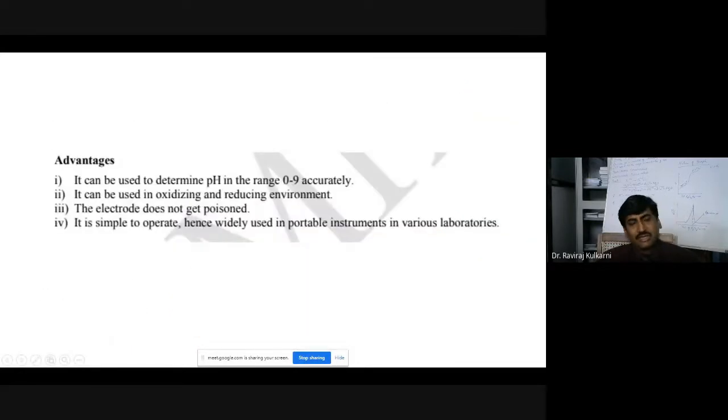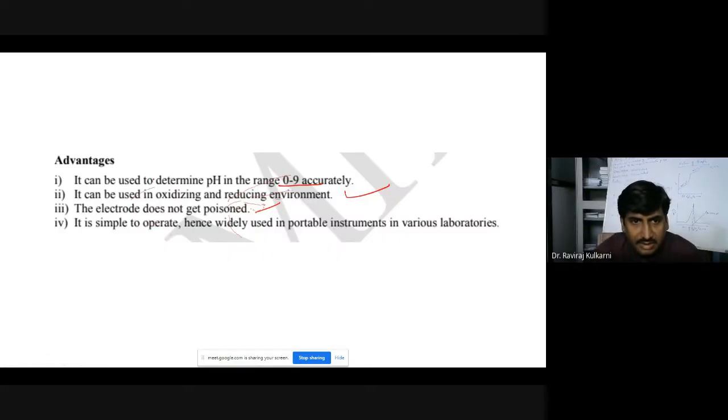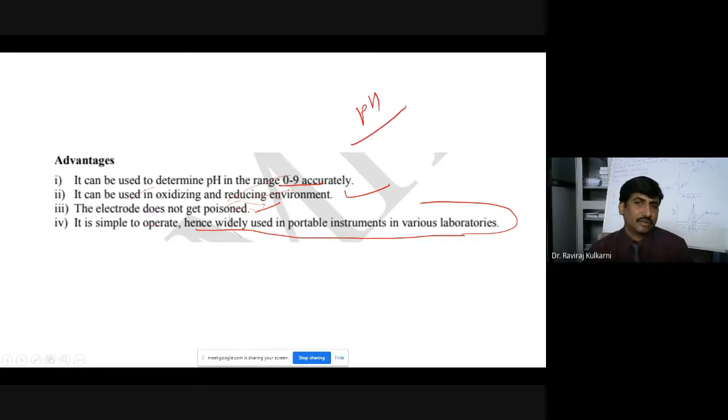And what are the advantages? Glass electrode can be used to measure pH accurately from 0 to 9 pH. It can be used in the presence of oxidizing and reducing environments. And since the electrode is glass, it will not be poisoned. It is simple to operate, hence a widely used portable instrument in various laboratories, especially for pH determination. It is a common instrument used everywhere in the world. Glass electrode, any questions?